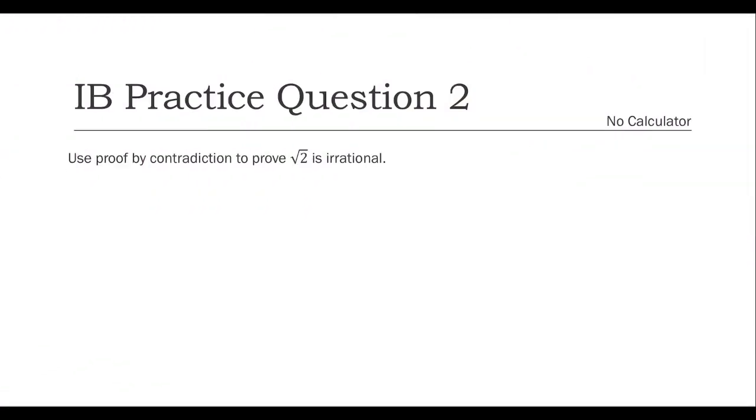So now we have our second IB practice question. So it says use proof by contradiction to prove that the square root of 2 is irrational. So because we're using proof by contradiction, we're going to assume that the square root of 2 is rational.